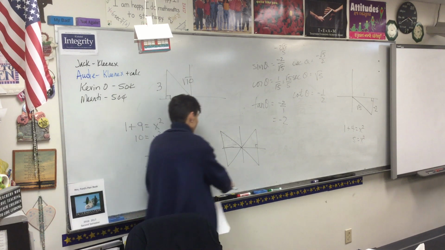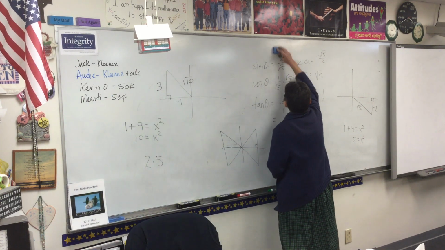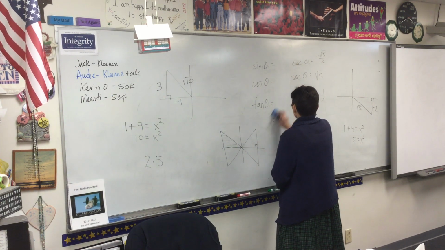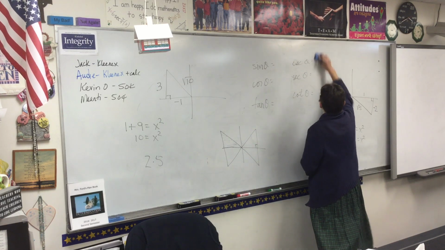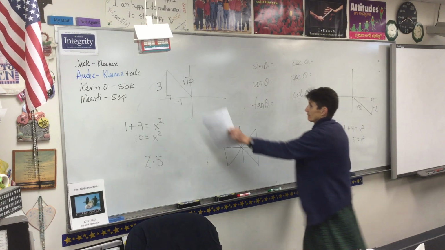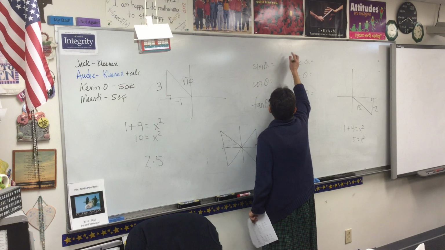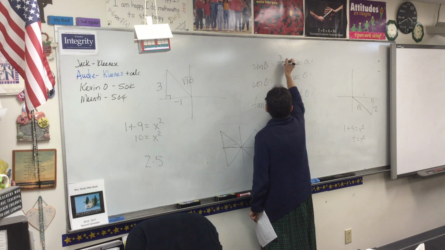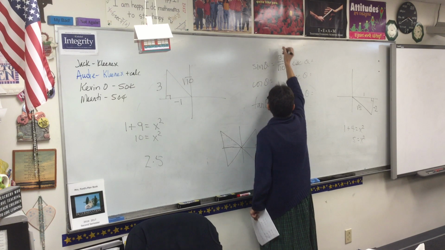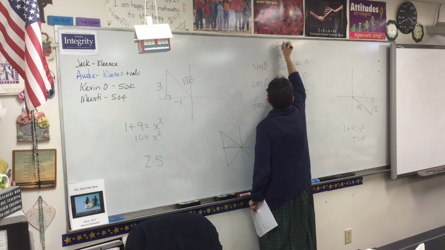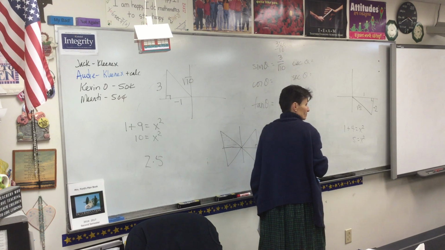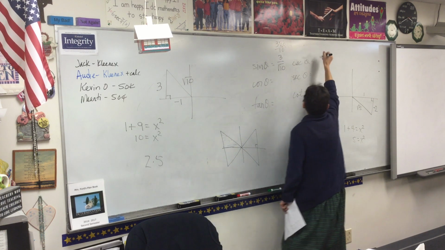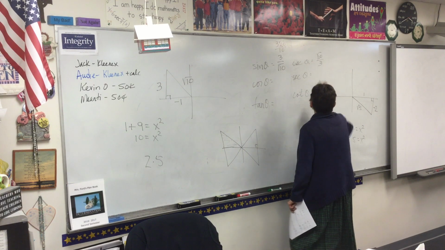All right, here we go. What's the sine? Positive. 3 over root 10, or 3 root 10 over 10, which means the cosecant is root 10 over 3.